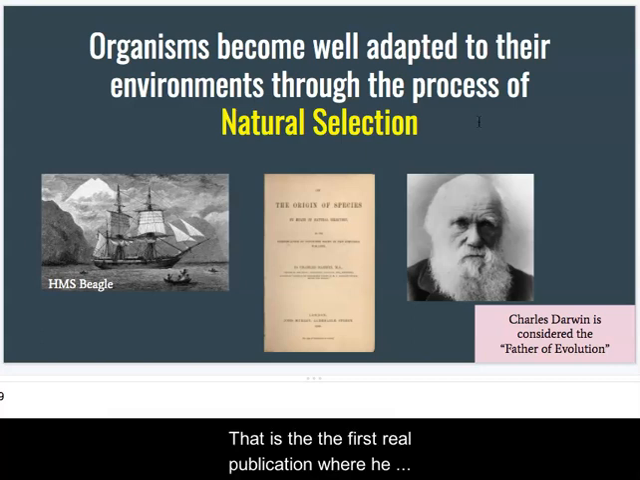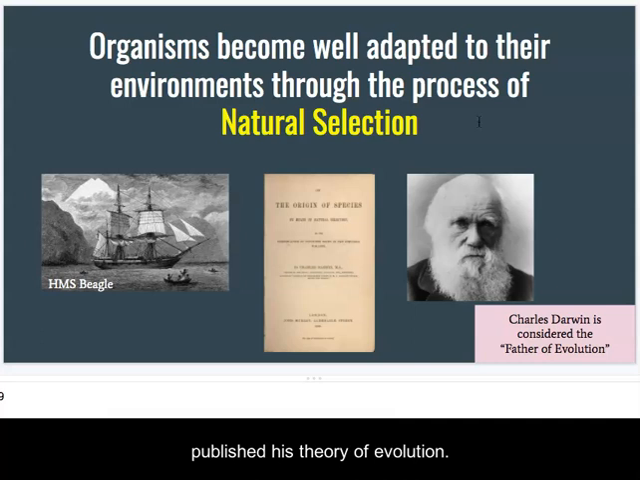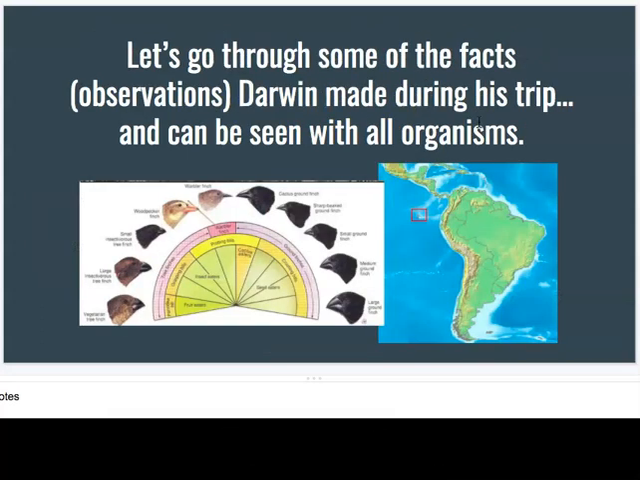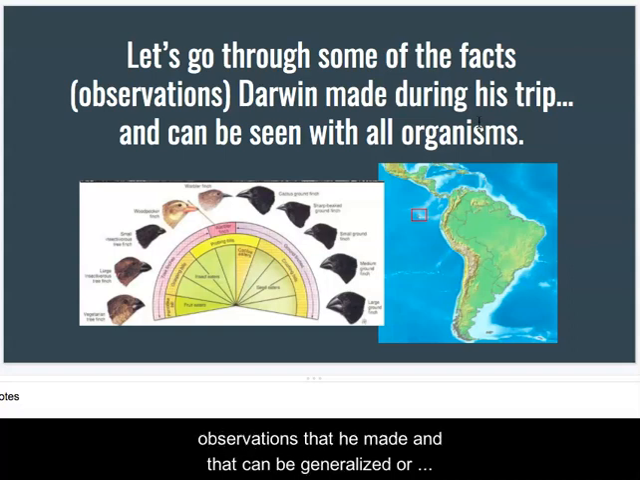That is the first real publication where he published his theory of evolution by the process of natural selection. And that's what we're going to really learn about today. We're going to go through some of the facts or observations that he made, which can be generalized or seen with all different types of organisms.